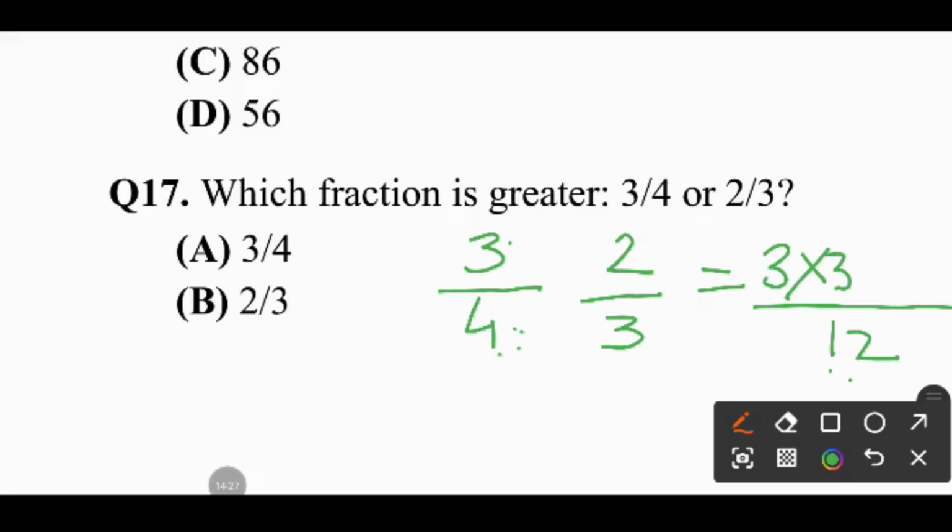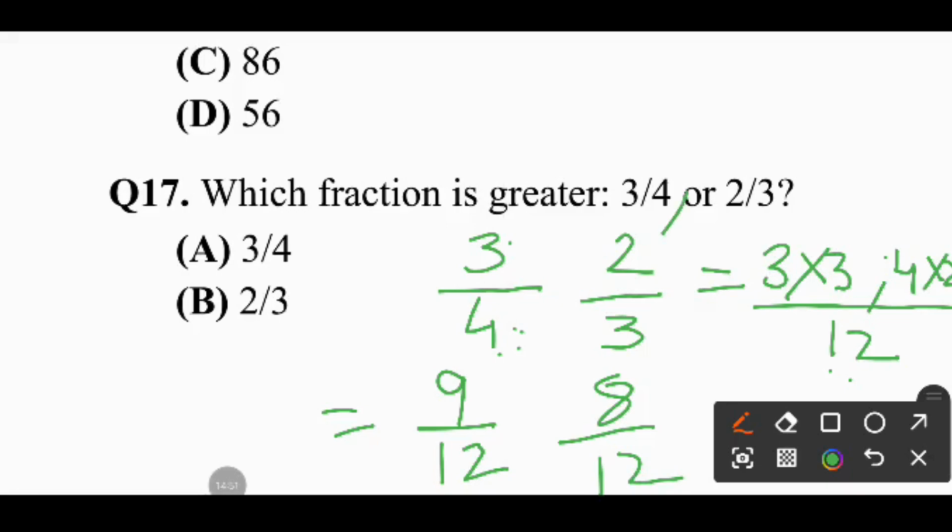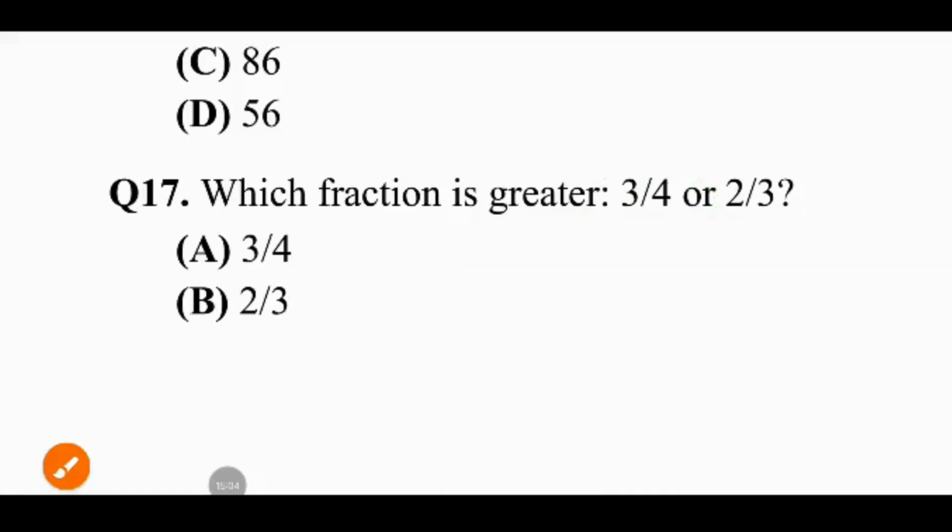So this 3 we will write as it is, and then we will write one more 3 because 4 threes are 12, and we'll put a semicolon because we are comparing these numbers. Then 3 fours are 12, so we will write 4 here, and this 2 we will write as it is, and solve it. 3 threes are 9 upon 12, and 4 twos are 8 upon 12. Which number is greater, this or this? Of course 3 by 4. The correct answer is this one, it is greater.